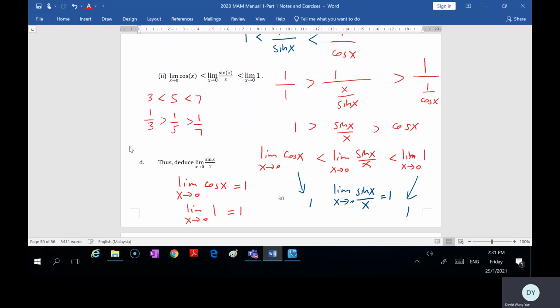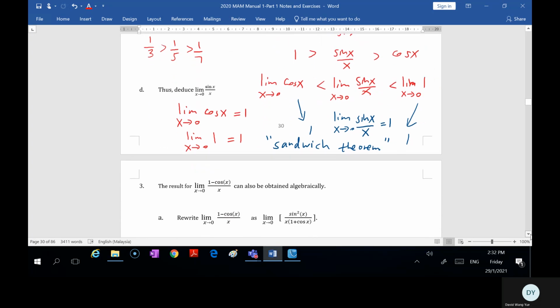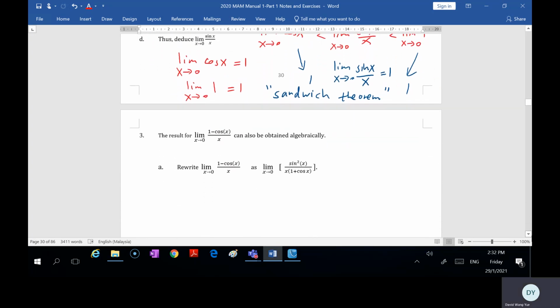Now this is called the sandwich theorem. That means if a function lies between two other functions, and the other two functions both approach the same limit, then the one in the middle also approaches that limit. Now that's how we prove the limit of sin x over x equals 1. Okay, so in part 2, we just reproved that the limit of sin x over x equals 1.